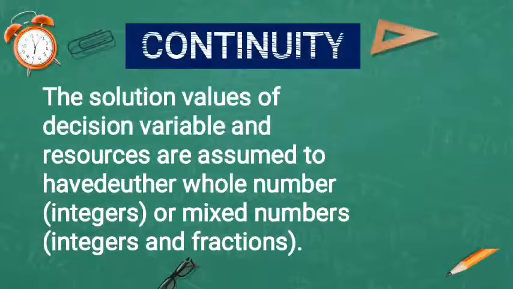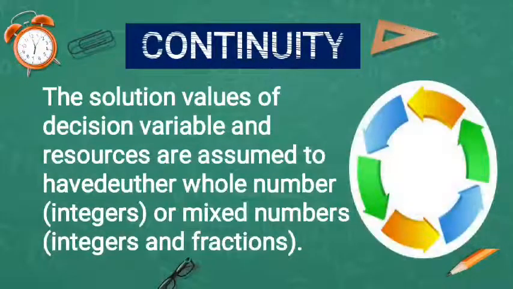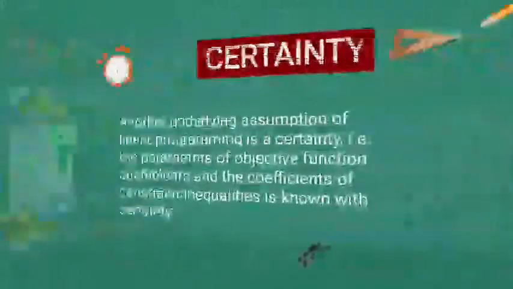The third one is continuity. It is otherwise called divisibility. The values of decision variables can be fractions. Sometimes the values only make sense if they are integers, when we need an extension of linear programming called integer programming.